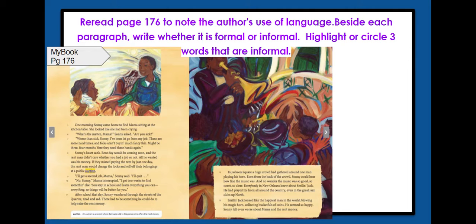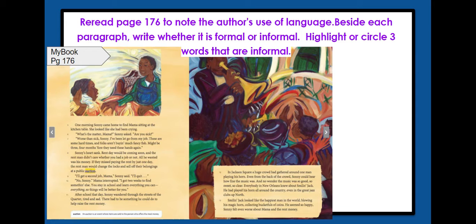This is how I figured it out. When the narrator, the person outside of the story who's telling what's happening, when the writing shows the narrator telling you something, that's formal language. When the characters are speaking and the writers show the characters' conversation, that is informal language. And I figured that out because we had to highlight or circle 3 words that are informal.